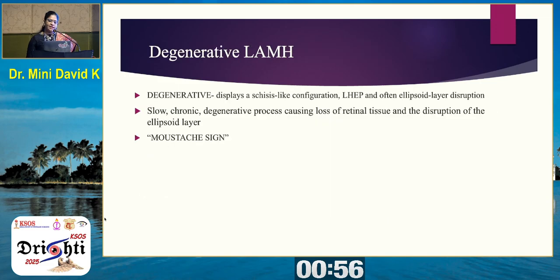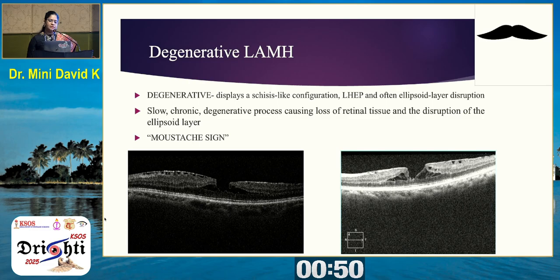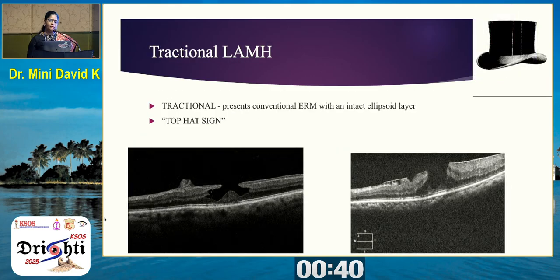The degenerative type displays a schisis-like configuration, LHEP, and often ellipsoid layer disruption, a slow chronic degenerative process causing loss of retinal tissue and disruption of the ellipsoid layer. It has the appearance of a moustache, known as the moustache sign. The tractional lamellar hole presents with a conventional ERM with an intact ellipsoid layer, and the appearance of a top hat, known as the top hat sign.